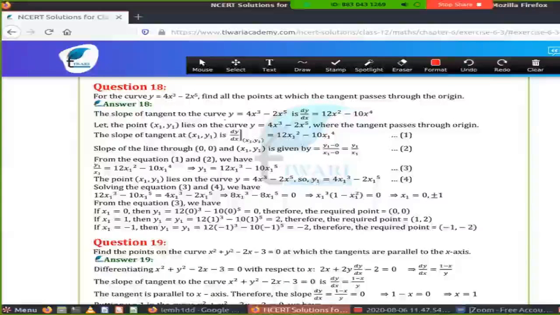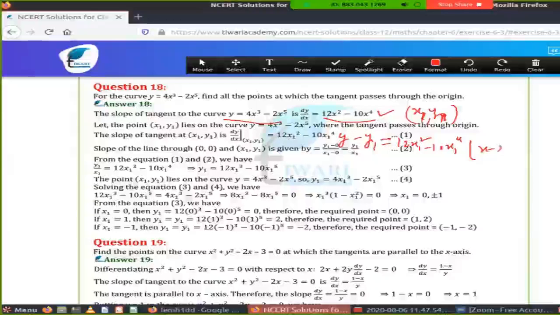Here this is the equation of the curve and its derivative is 12x square minus 10x to the power 4. Now what is the equation of the tangent if the point is, suppose, x1, y1? At point x1, y1, what is the equation of the tangent? Let's see. y minus y1 equals the slope at point x1, y1, which is 12 x1 square minus 10 x1 to the power 4, into x minus x1.